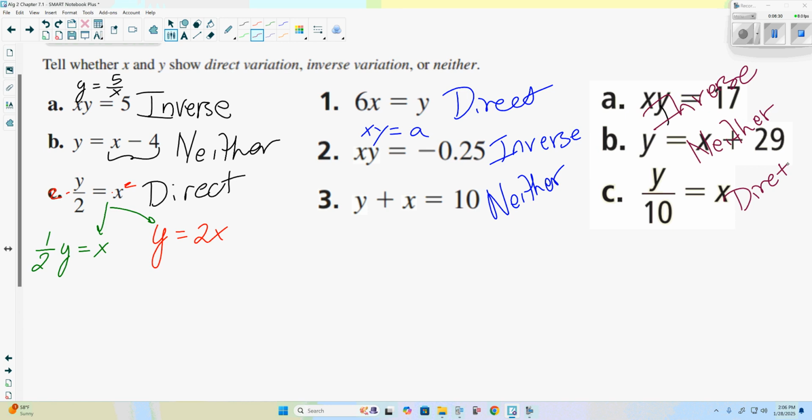Even though we do have the division, we can think of it as 1/10 times y is equal to x, because y is on top. We can move it over to the side. So we're multiplying the y by 1/10. This is a direct variation.